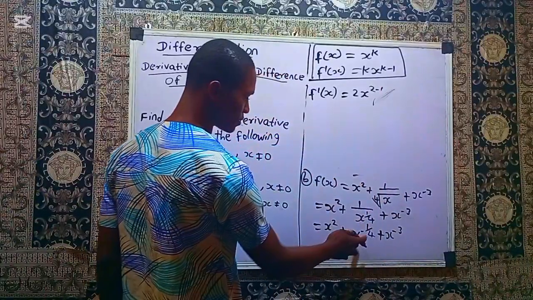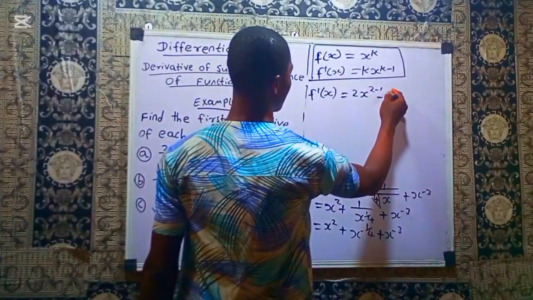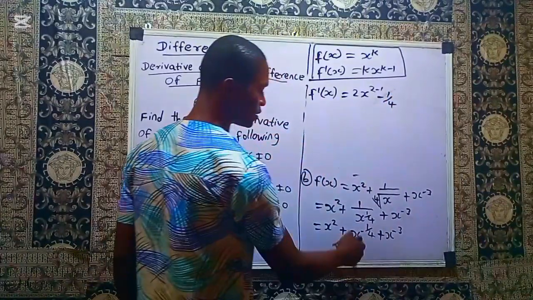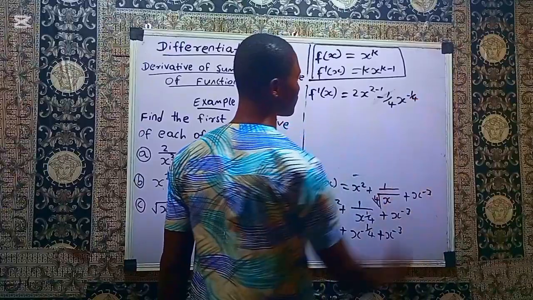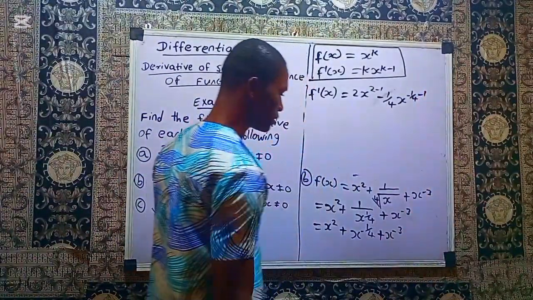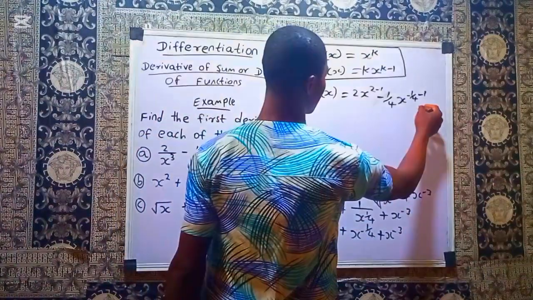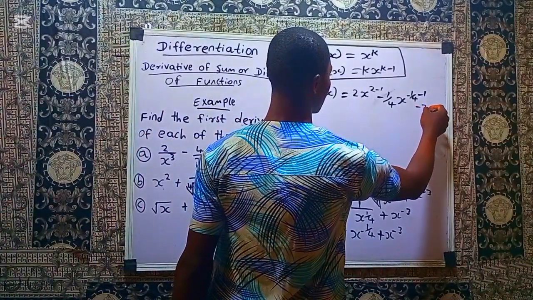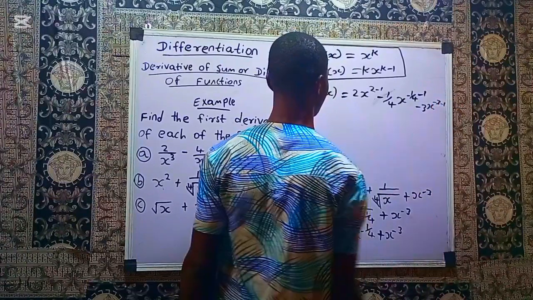What's the index? The index is minus 1 over 4. You write it, then you write your function x raised to power minus 1 over 4. After doing that, you remove 1 from the index. Then the next one we have is x raised to power minus 3. You bring down the index. The index is minus 3. Then you write your function x raised to power minus 3 and remove 1 from the index.